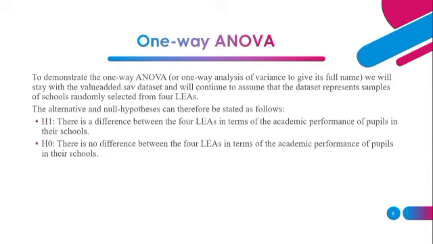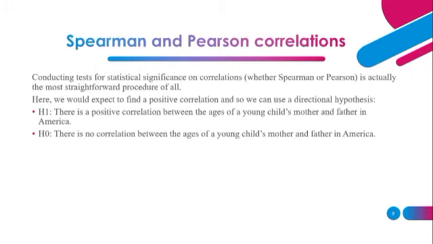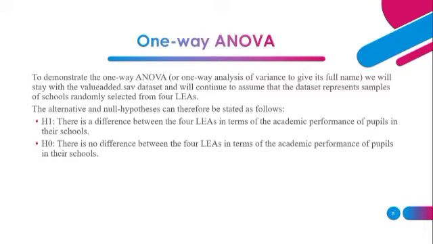The alternative and null hypotheses can therefore be stated as follows. The first, H1, there is a difference between the four LEAs in terms of the academic performance of pupils in their schools. The second, H0, there is no difference between the four LEAs in terms of academic performance of pupils in their schools. To do this, we have to select Analyze, Compare Means, and then One-Way ANOVA.